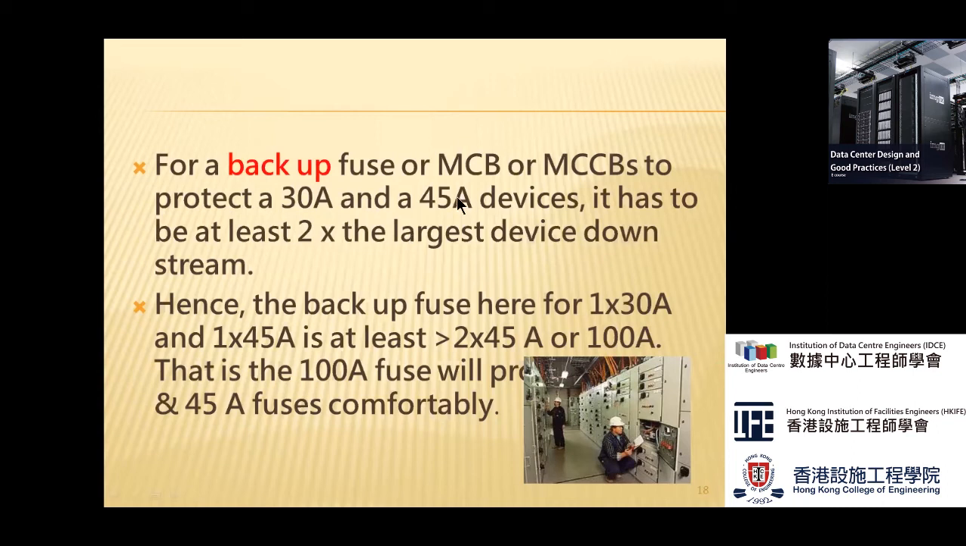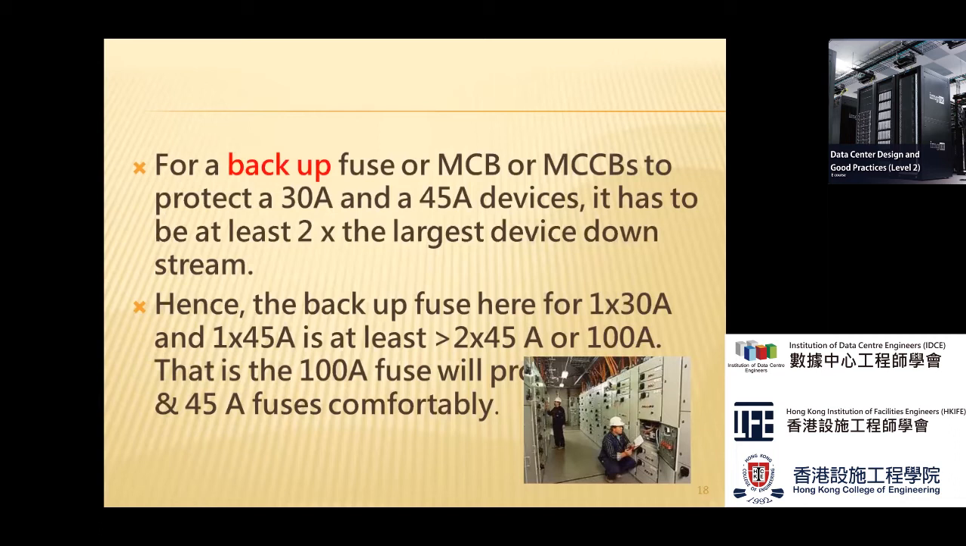Or, if you have a 45 amp MCCB, you use 2 times that, which is 90 amps, right? But of course, there are some other factors that come in, but basically you should multiply. The backup fuse or backup MCB device, circuit breaker device, to the downstream is normally equal to at least 2 times the largest downstream device current rating. That's a good practice on this.